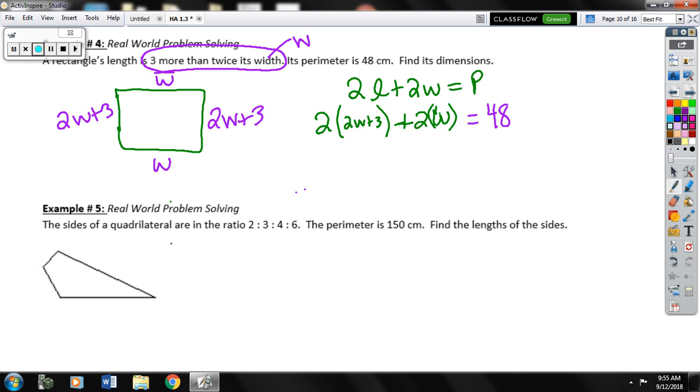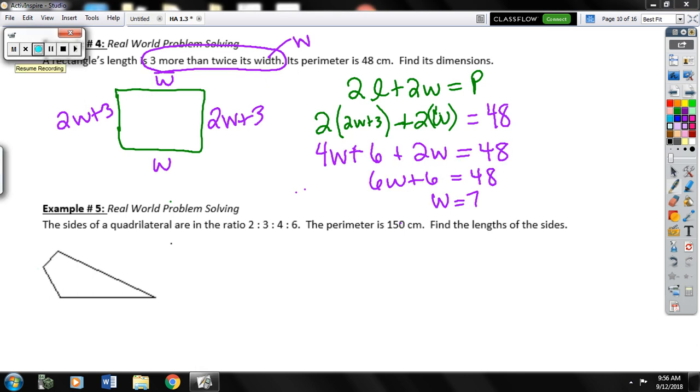So once you get what W is, plug it back into our expression for length so that we have the whole dimension. And tell me what they got for the length after we plug that back in. Aiden? I got 17. Very good. And then we probably want to tack on units. They said centimeters, so this will be centimeters and centimeters.